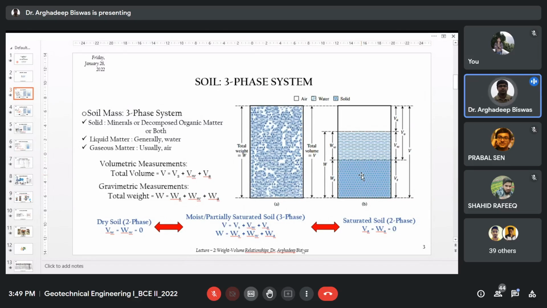Again, in that case, the soil will turn into a two-phase system instead of a three-phase system. In that two-phase system, the air void will be 0, right? And the complete void spaces will be occupied by water. So this three-phase system can turn into a two-phase system on either side. On the left-hand side, if the soil becomes completely dry, that means water is not there. So volume of water or weight of water is 0. That is a two-phase system or dry soil. On the right-hand side, if you fill the entire air space with water, then again it will turn into a two-phase system. In that case, air void will be 0. So soil can move either towards dry soil, or it can move towards saturated soil.